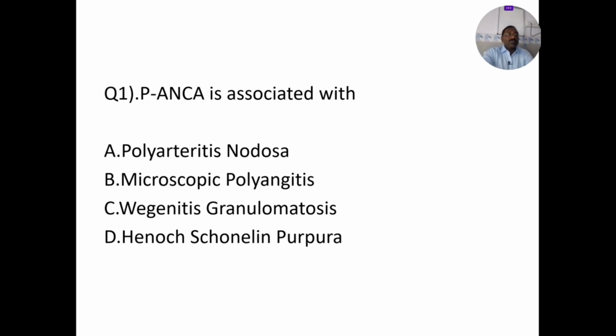So now the 10 more questions to you. P-ANCA is associated with. What is your answer? Polyarteritis nodosa, microscopic polyangiitis, Wegener's, Henoch-Schönlein purpura. So right answer is B. B for Bombay, microscopic polyangiitis. Okay. In Wegener's, C-ANCA.